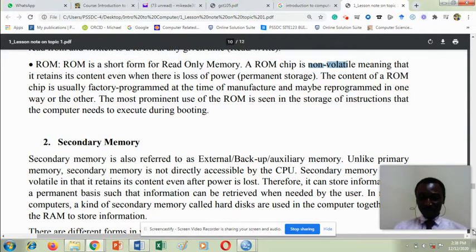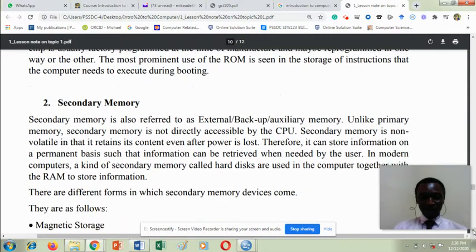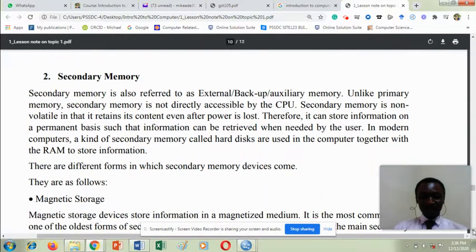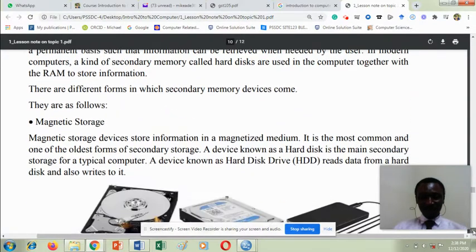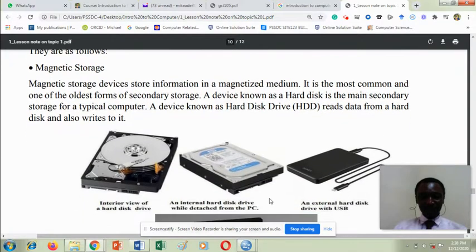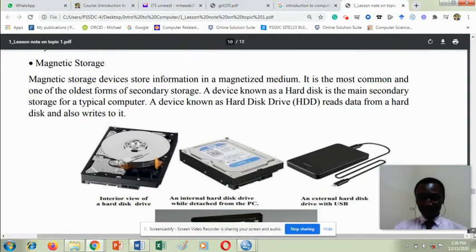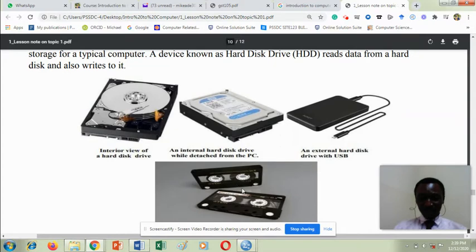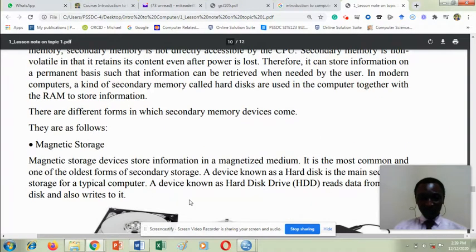Now, what about the secondary memory? Remember we mentioned, if you can still recollect the graph, we listed several of them. We talk about the magnetic storage. You can see this is a type of magnetic storage. This particular one that you can find here is a magnetic storage, while all these ones are known as hard disks, the main secondary storage for a typical computer.